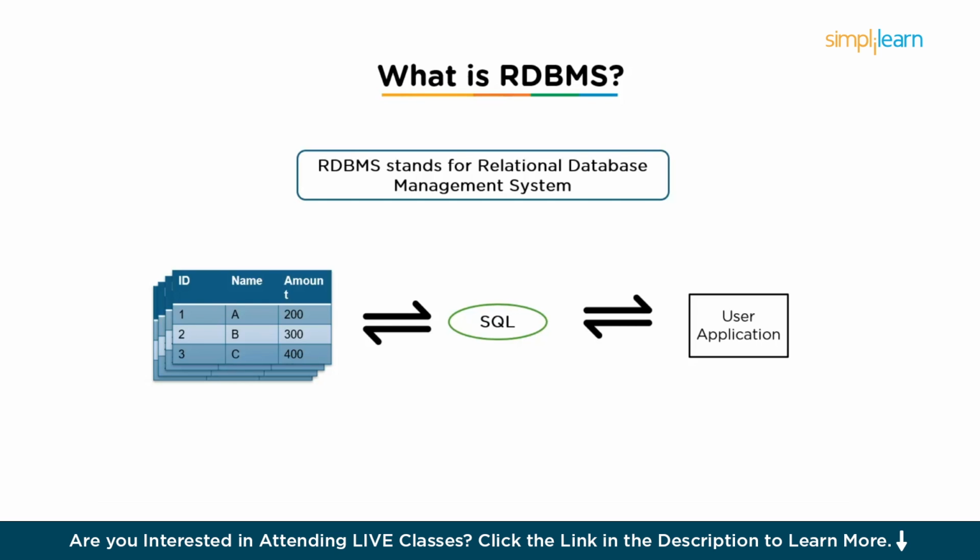The relational part comes from the ability to define relationships between these tables using common fields called keys, which we'll discuss soon. This structured approach ensures data integrity, reduces redundancy, and makes it incredibly efficient to query and manage large volumes of interconnected information. Think of it as a meticulously organized filing cabinet where related information is stored in separate, well-indexed folders rather than a single chaotic file.